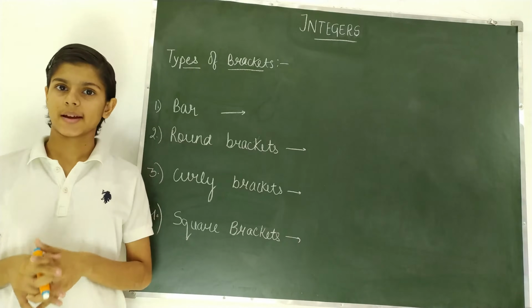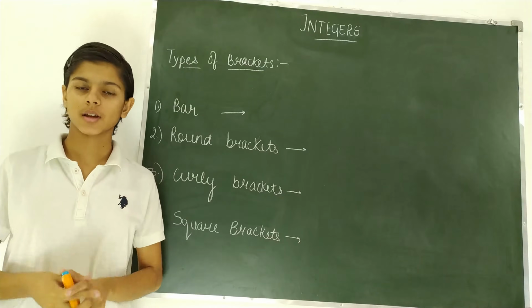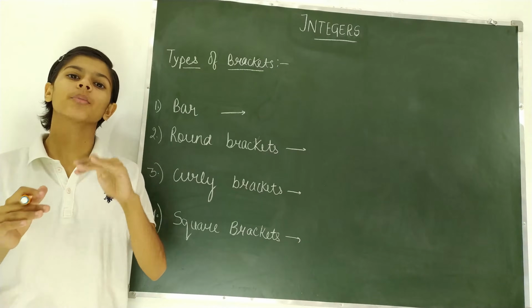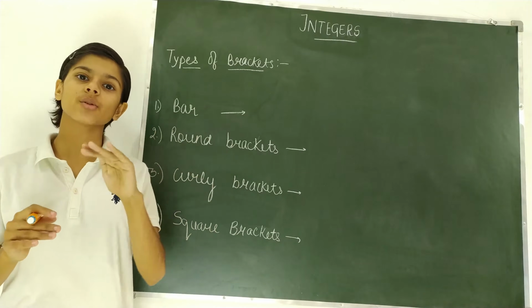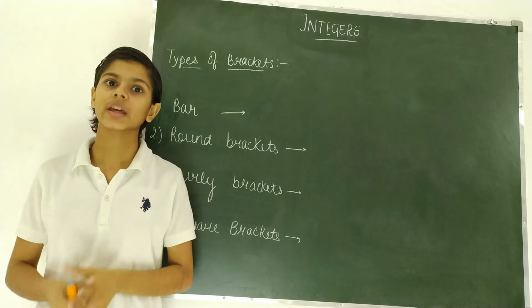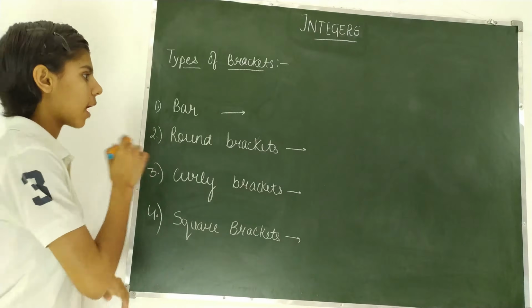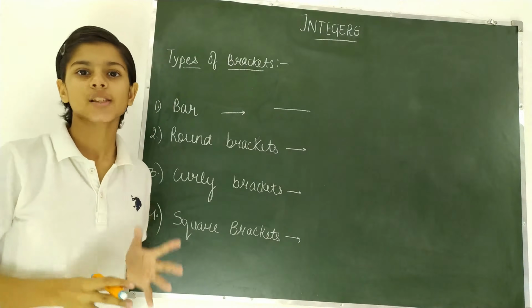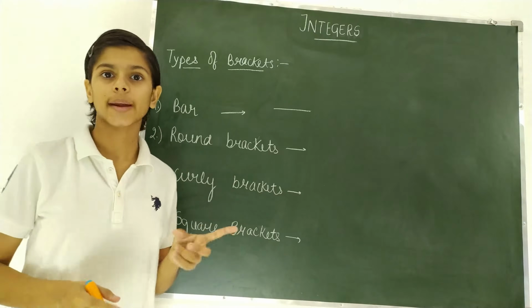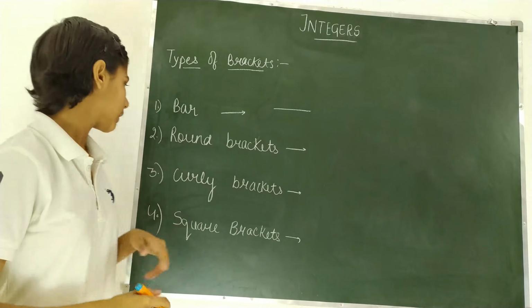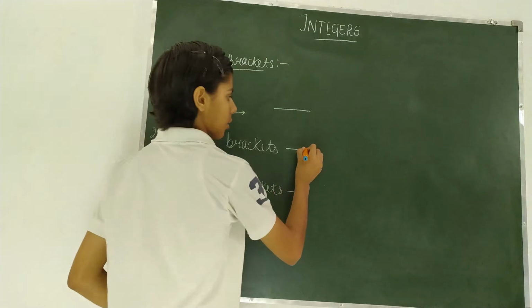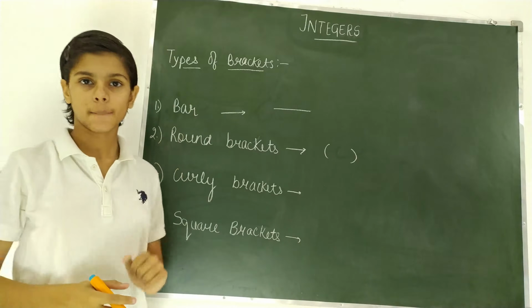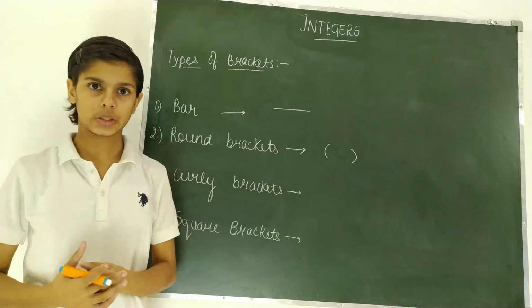In the BODMAS pattern, B stands for the brackets, and brackets are of 4 types. We solve them from first till the fourth. Brackets also have some sequence for solving an expression. First is the bar bracket. Bar bracket is of this sign, and in any expression, firstly we solve the bar bracket if it is given. Next are the round brackets. Round brackets are of this shape, and they come second after solving the bar bracket.